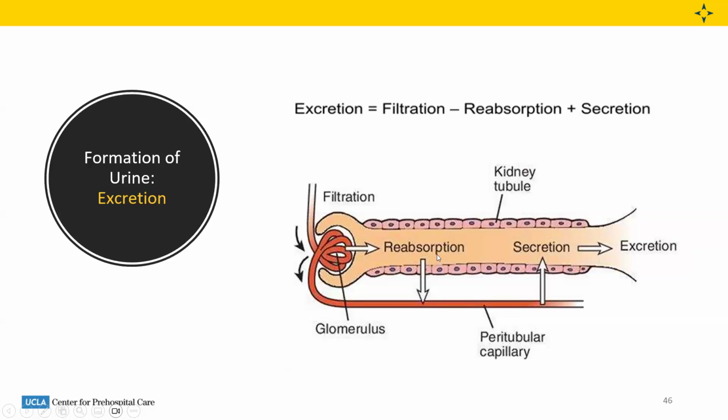So here's a better image. Reabsorption, taking stuff from filtrate, putting it back into the blood. Secretion is basically secreting more molecules, what we want to get rid of from our blood, into our filtrate. And the end result is excretion. So this is kind of a simple formula. Excretion is going to be our filtration, so the initial fluid, minus what we've reabsorbed into our blood, plus what we've secreted back into the filtrate.